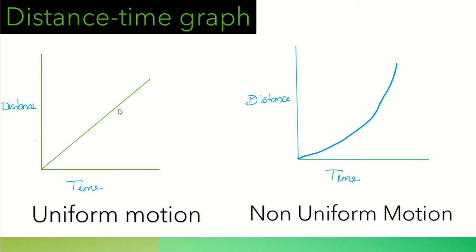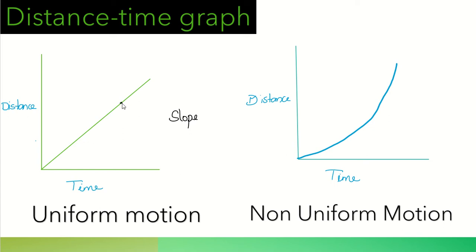We can say that the slope of the graph will give you the velocity. If you plot displacement along the y-axis and time along the x-axis, you will get velocity. If you plot distance traveled and time, then you will get speed. Now the question is how to find the slope of the graph.